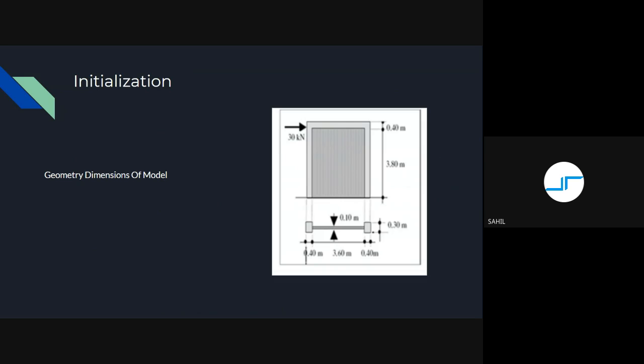So the initialization: here you can see the geometry and the dimensions of the model. The load of 30 kilonewton is applied on the left edge of the frame, and you can see the length and width of the model. Okay.